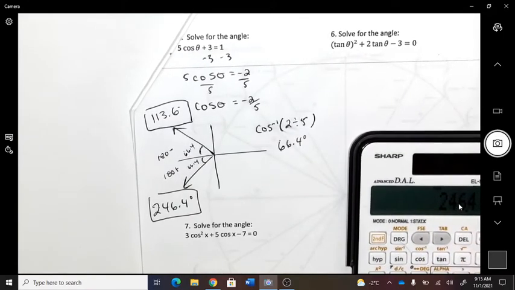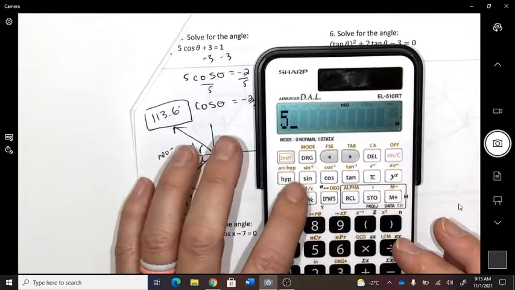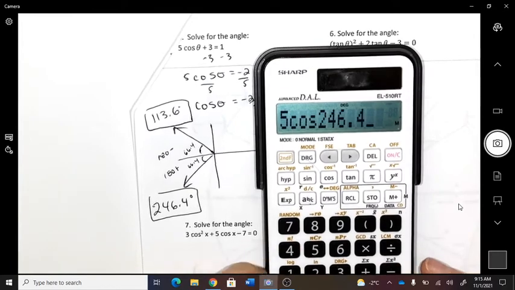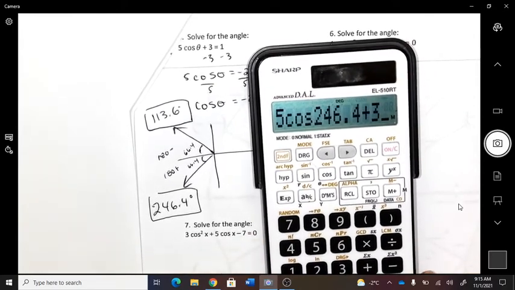Okay, again, if you want on your test, check your answer. So I could be like this: 5 times the cos of 246.4 plus 3, and it should equal close to 1 because we rounded. 0.998, so close to 1 because we did some rounding there.